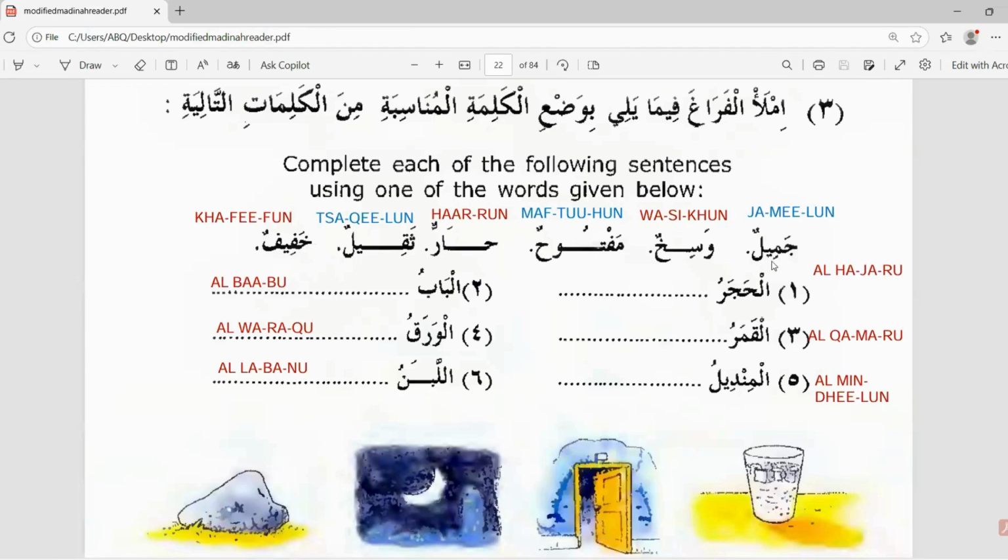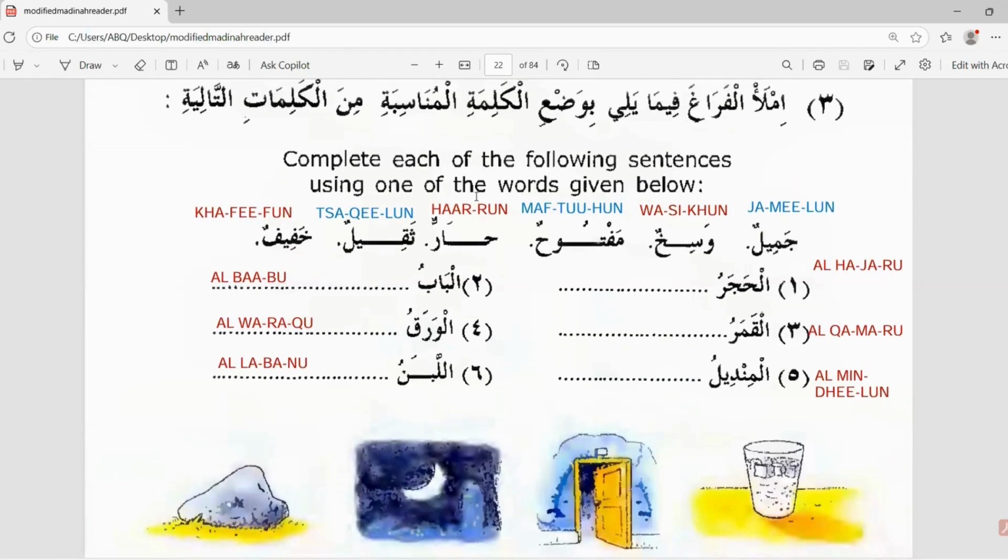So, for example, this ya stretches this mim kasra. This waw stretches this ta dhamma. So maftuhun, open. Harun, ha, alif, ra. And again, alif is stretching this ha. Harun, hot. Thaqilun, heavy. Khafifun means light. So you have to pick one of these words and then complete these phrases here.